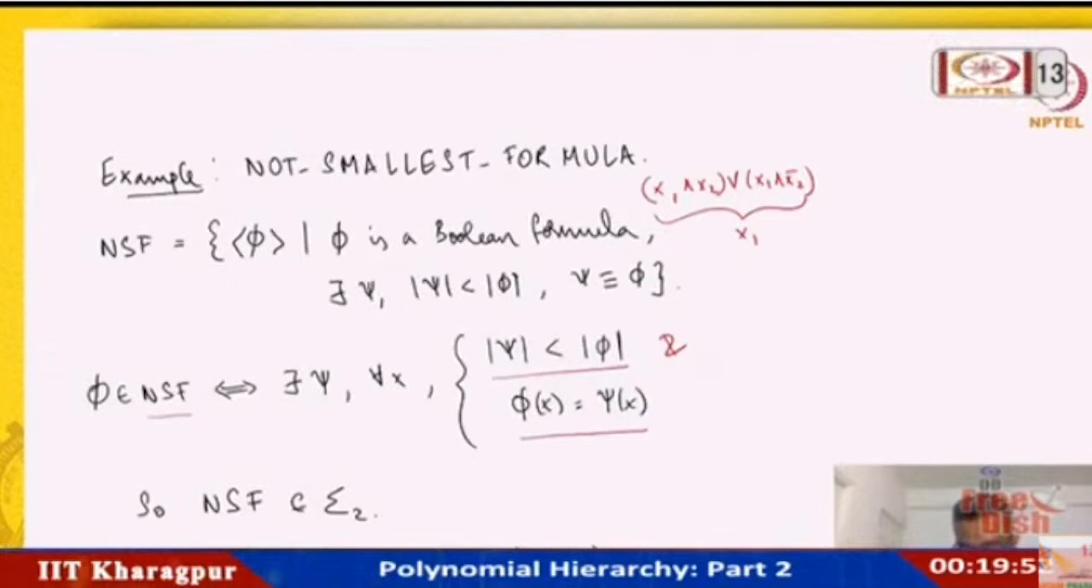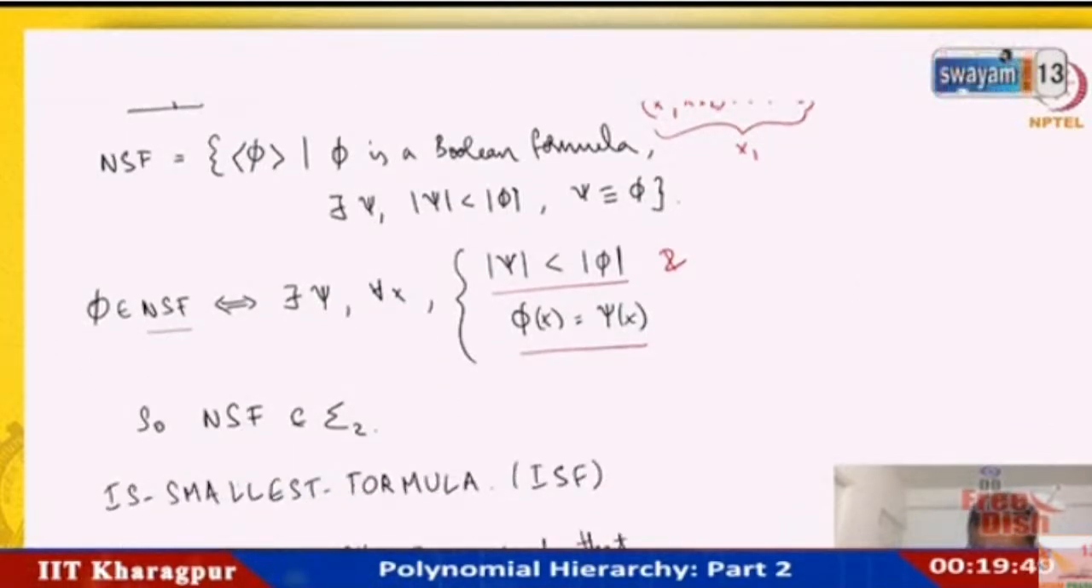So now you can see why it is in sigma2, because there exists a formula psi such that for all x these two conditions have to be satisfied, and these two conditions can be polynomially verified. Once psi is fixed, phi is fixed, and x is fixed, this is very easy to check. You can evaluate phi and psi at x and check whether they are equal. For a fixed psi, phi and x, it's easy to check. So it's a polynomial verifier, and this implies that not smallest formula is in sigma2.